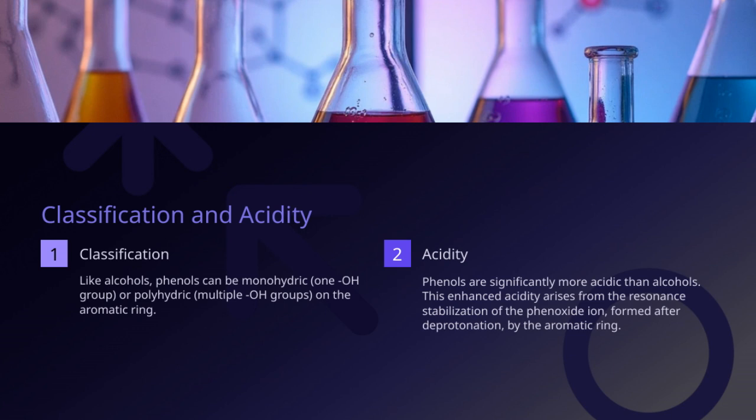Now, just like alcohols, phenols can be classified based on the number of hydroxyl groups attached. They can be monohydric, meaning they have just one OH group, or polyhydric, which means they have multiple OH groups on the aromatic ring. This classification helps us understand their chemical behavior and acidity levels better. So, in summary, understanding the acidity and classification of phenols is crucial because it connects to their reactivity and how they can be used or modified in various chemical processes.